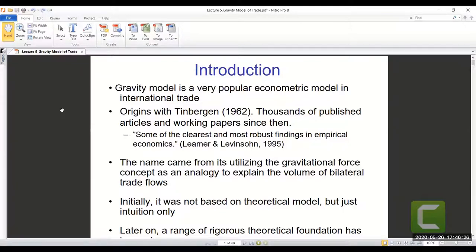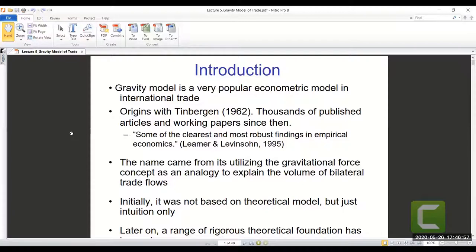For example, we have developed the Ricardian model, Heckscher-Ohlin, new trade theory, which are based on some theory. And to formulate a theory, we had some assumptions. Based on that, we have attempted to establish some causes of trade. This is not based on some theoretical concept. Instead, it is based on intuition.